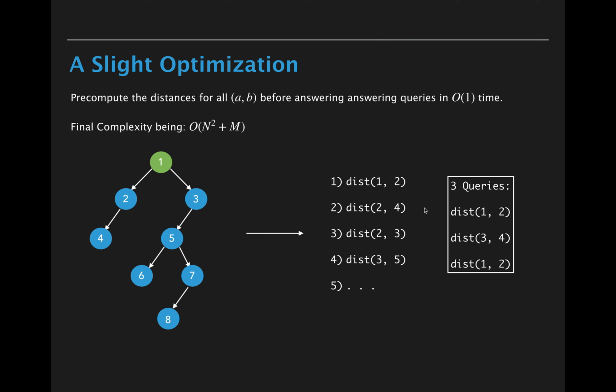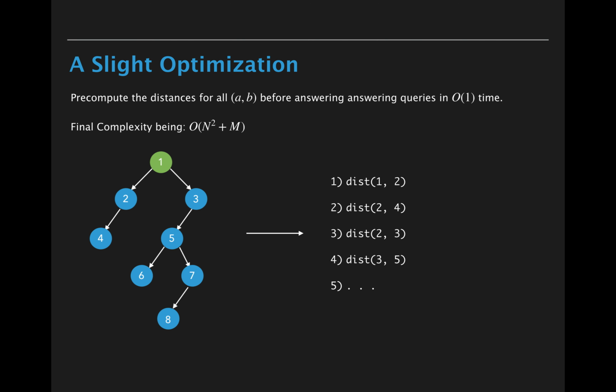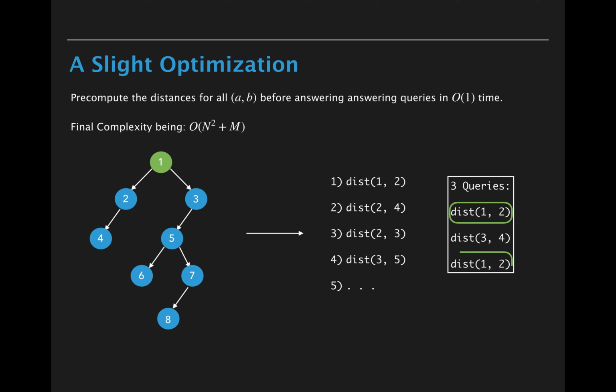For example, if we were given 3 queries to compute the distance from 1 to 2, the distance from 3 to 4, and the distance from 1 to 2, we would be computing these two twice, even though we computed the previous one once, and that is a problem. So finally, this optimization will give us order of n squared plus m time, which is slightly better than the O of nm time.